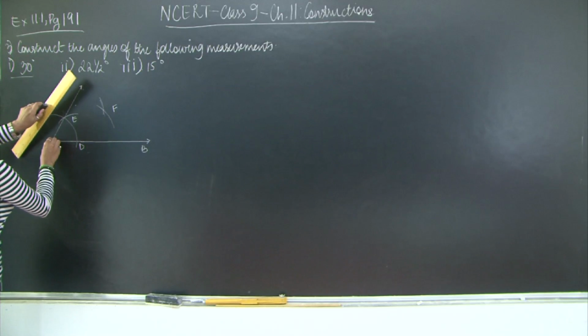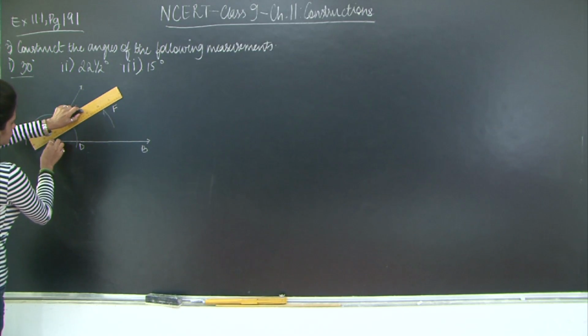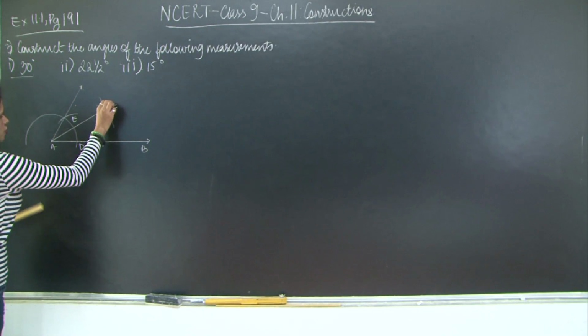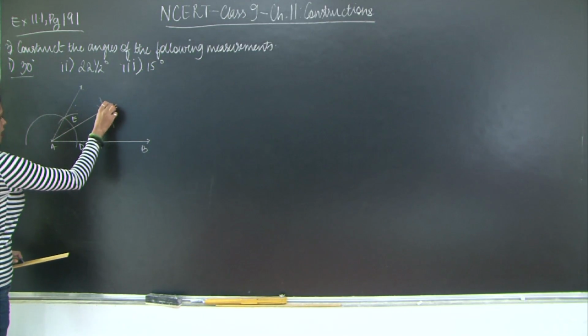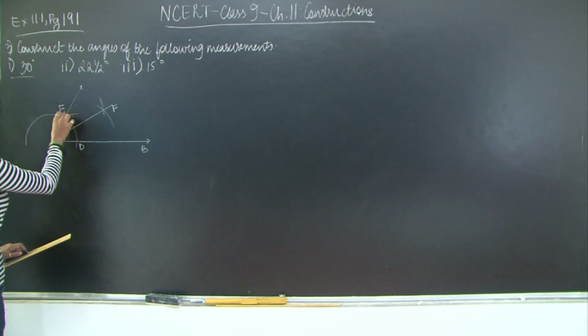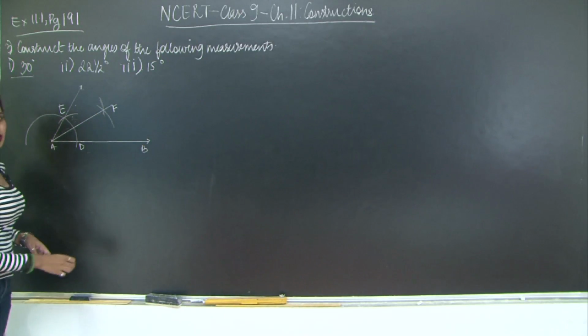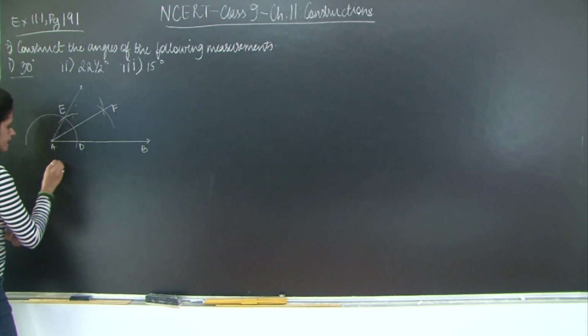And I will join A to F. So this angle out here, FAB, I'm just putting E over here because it will clearly denote which is E and which is F. So angle FAB is equal to 30 degrees. So I'll write the steps.